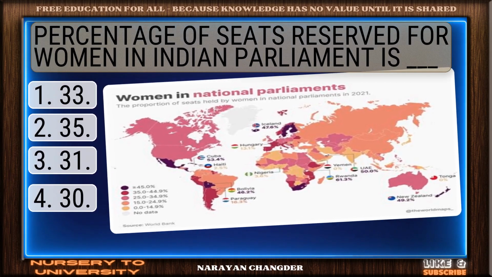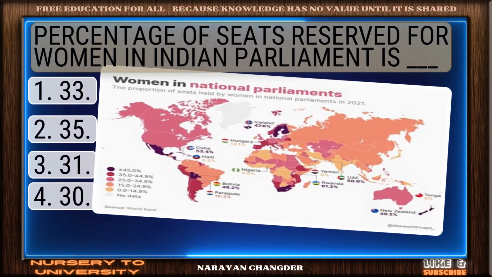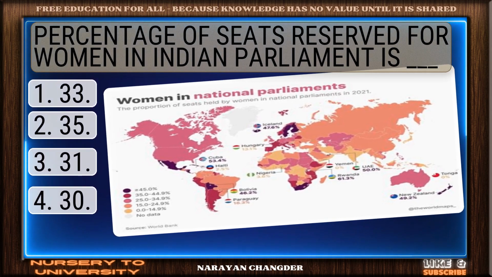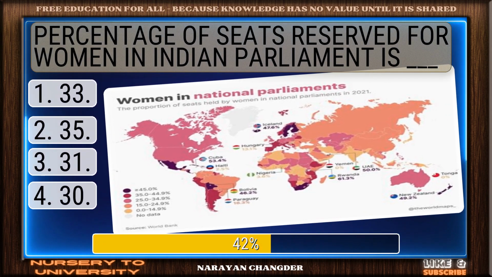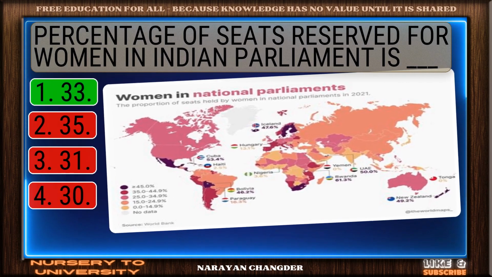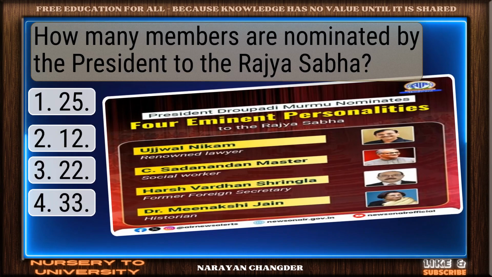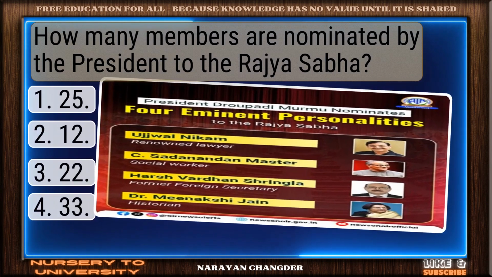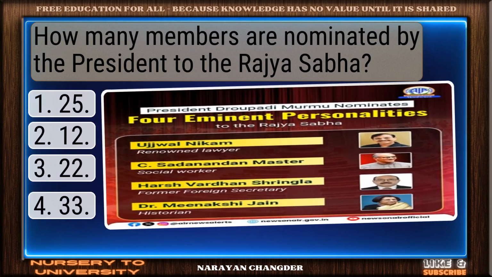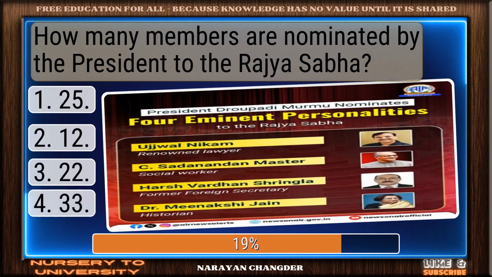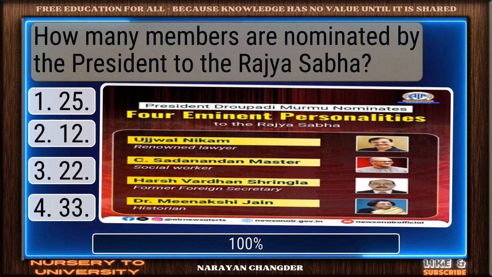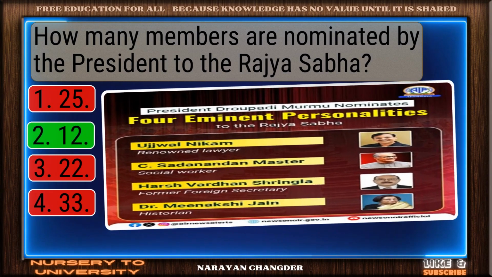Question number 66. Percentage of seats reserved for women in Indian Parliament is Dash. Great job. 33 is the accurate answer. Question number 67. How many members are nominated by the President to the Rajya Sabha? Valid point. 12 is true.